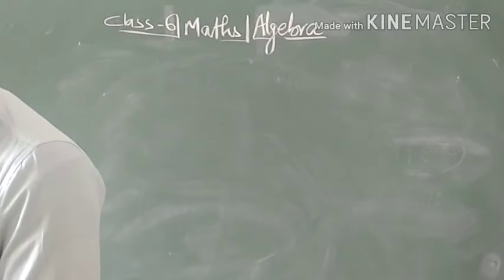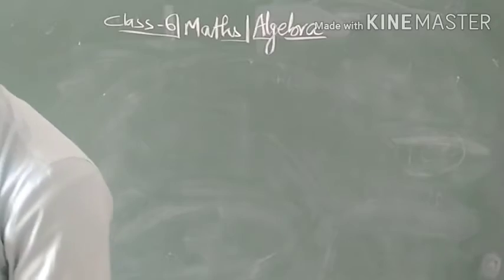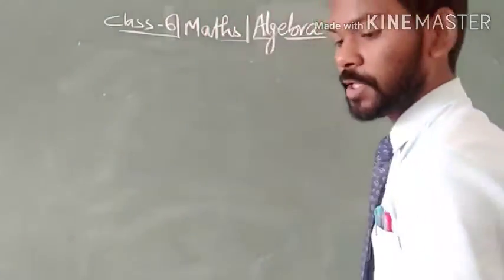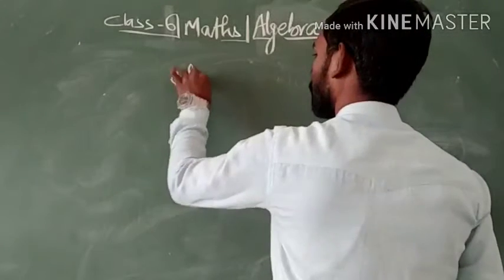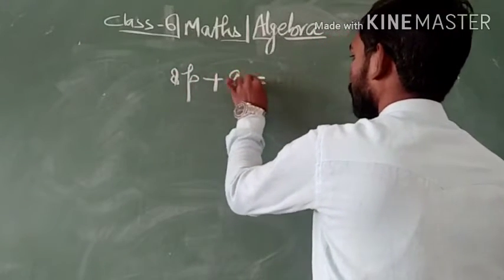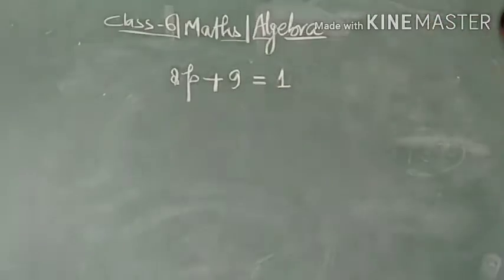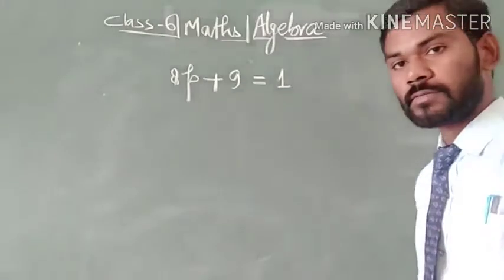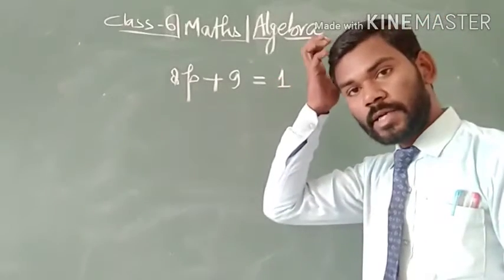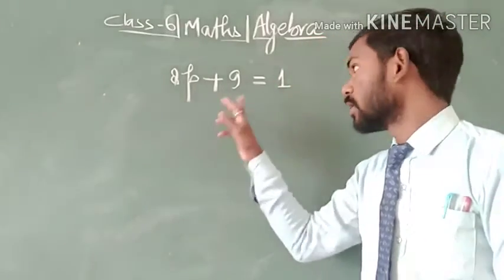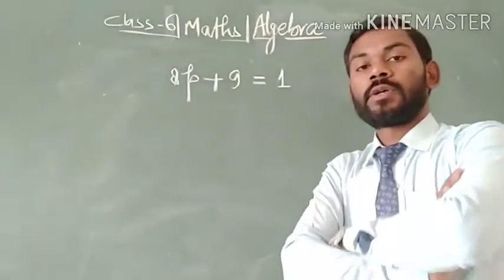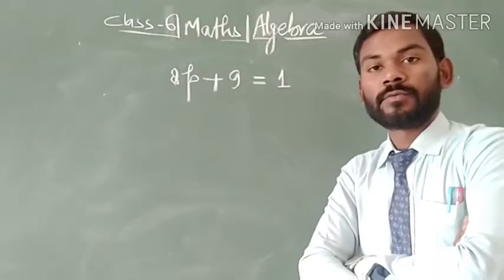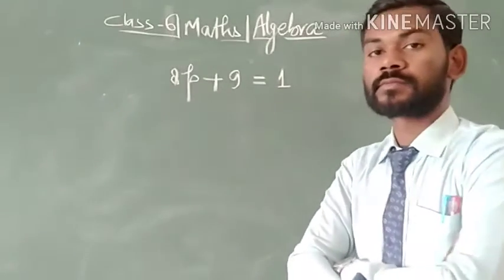Now let us see the next question. The next question is 8p + 9 is equal to 1. Here the given equation is 8p + 9 is equal to 1. We have to solve this with the transposition method.